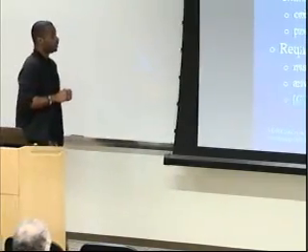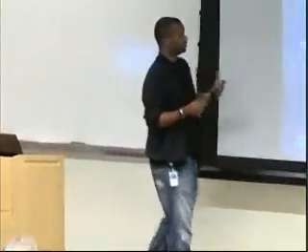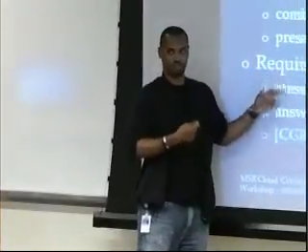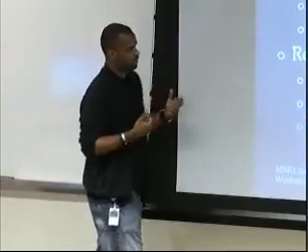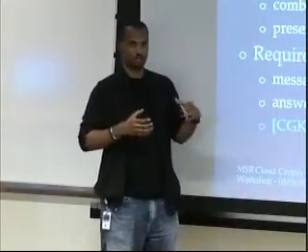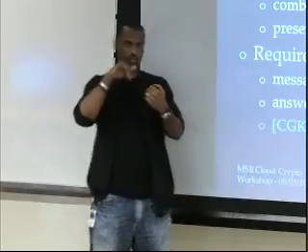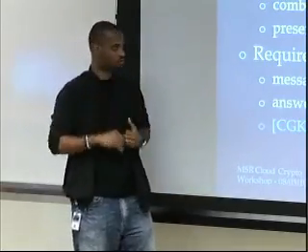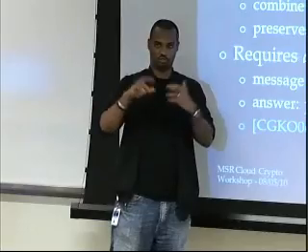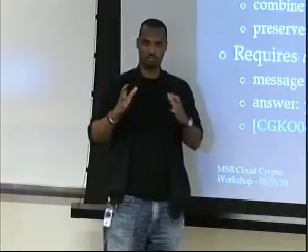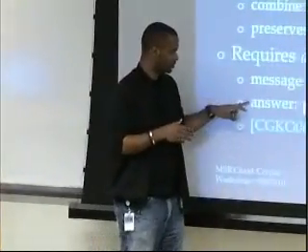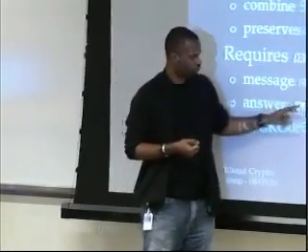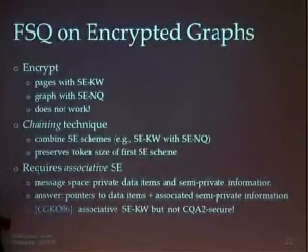So this chaining technique is useful, but it requires an extra property from the structured encryption scheme, which we call associativity. Essentially, this means you have a more complicated message space, which includes the data structure, delta, the data items, and also a vector of what we call semi-private information, which is information that's private in one way but public in another. I'll explain a little bit what that means. The answer space is also a little bit more complicated. You get pointers to the data items, but you also get the semi-private information.